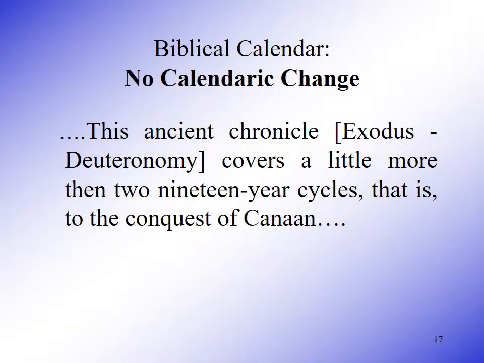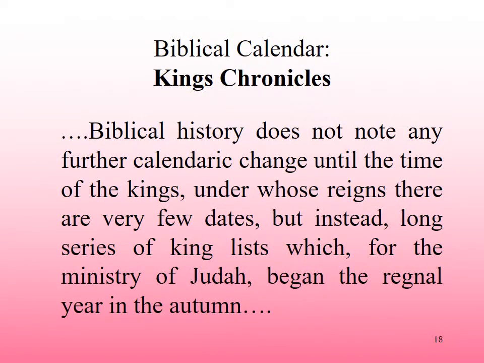The biblical calendar, no calendaric change. This ancient chronicle from Exodus to Deuteronomy covers a little more than two 19-year cycles, that is, to the conquest of Canaan. The biblical calendar and the King's Chronicles. Biblical history does not note any further calendaric change until the time of the kings, under whose reigns there are very few dates, but instead long series of king lists which, for the ministry of Judah, began the regnal year in the autumn.